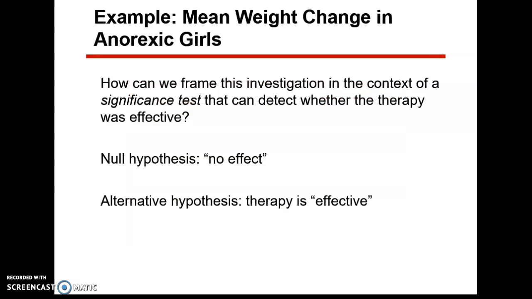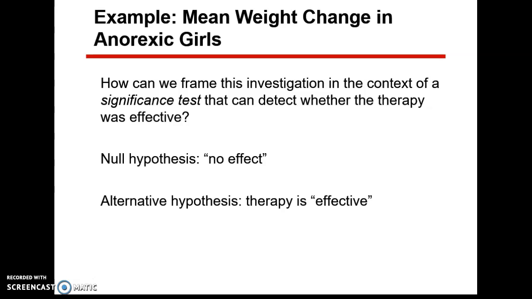Now you notice that n is less than 30. How can we make this into a significance test? And you should be doing this beforehand. So the null hypothesis, the one you want to disprove, says that the therapy has no effect. The alternative hypothesis says it's effective.